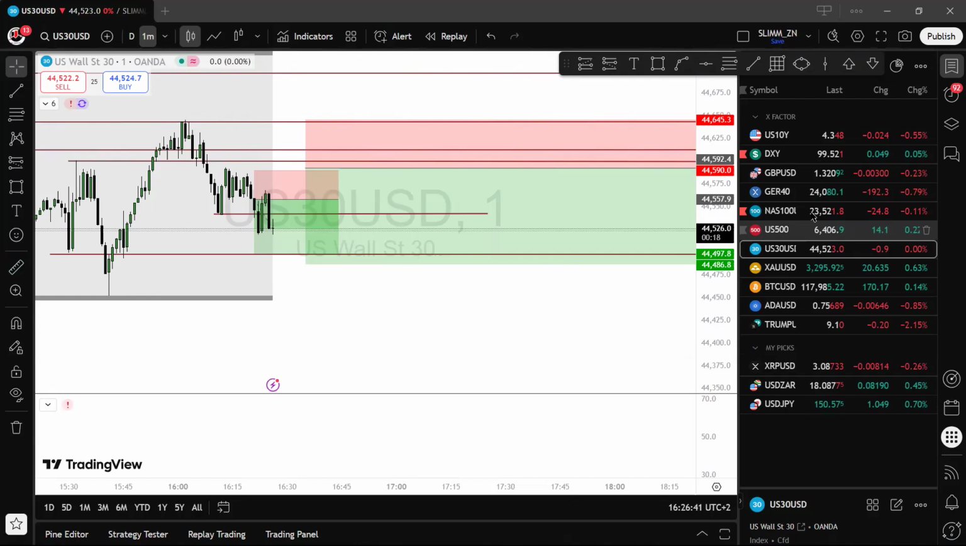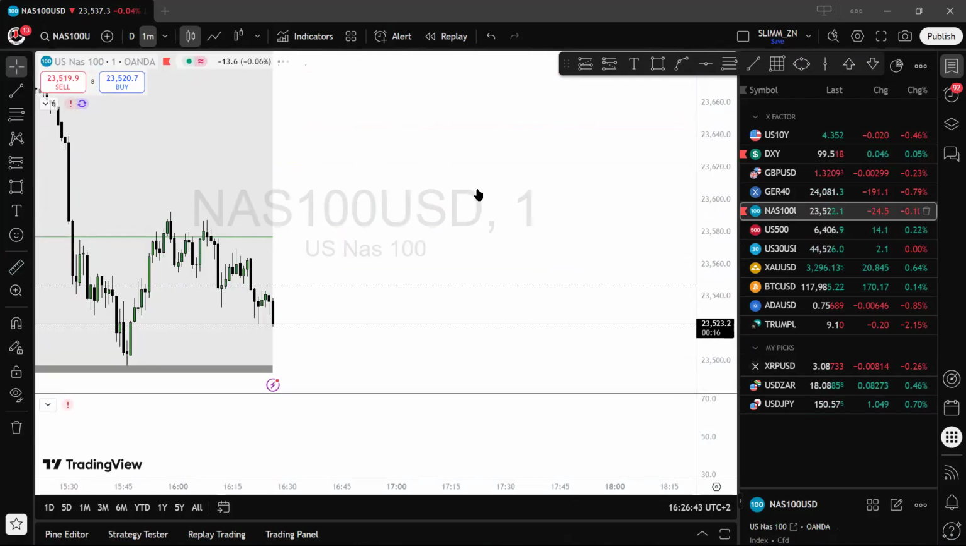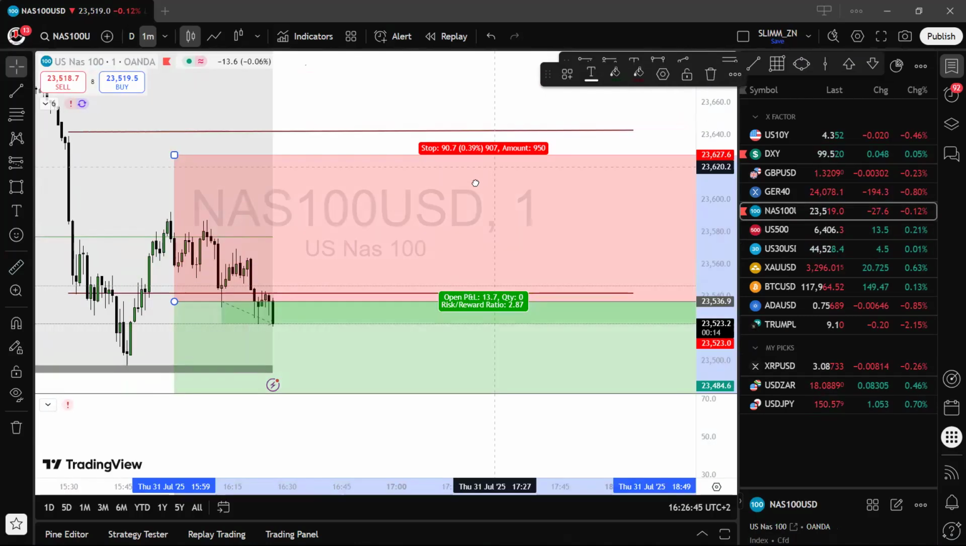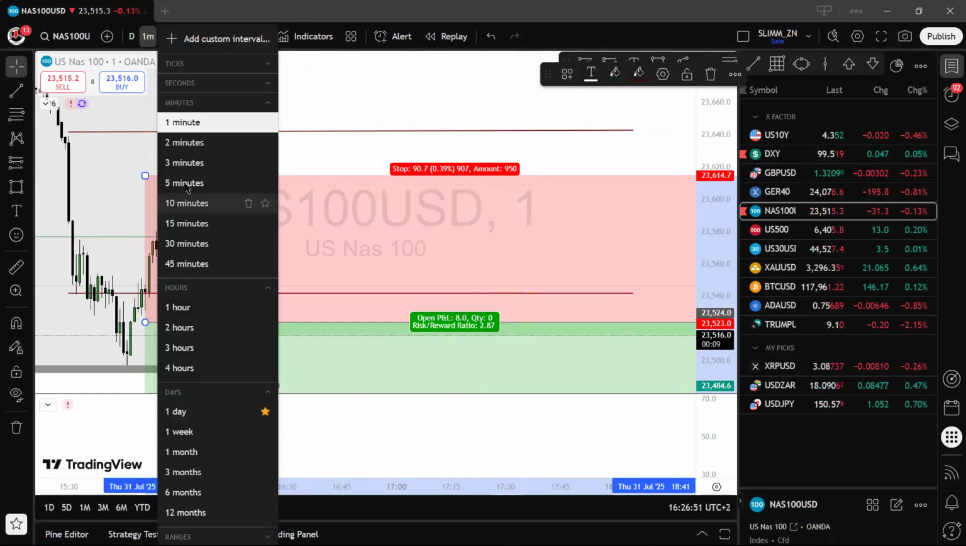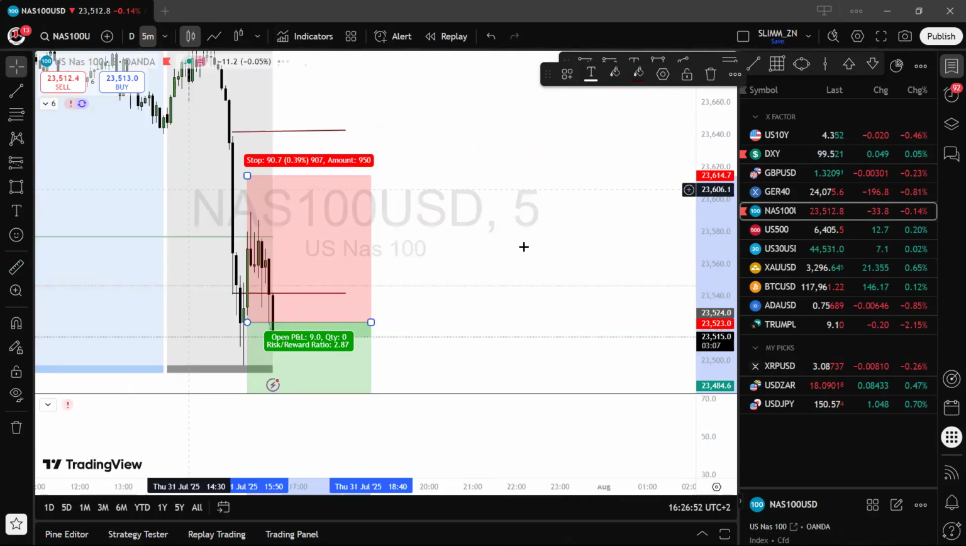And the Nas... oh shit, I just moved this. Oh my God. Okay, sorry, guys. Let me put it back where it was.